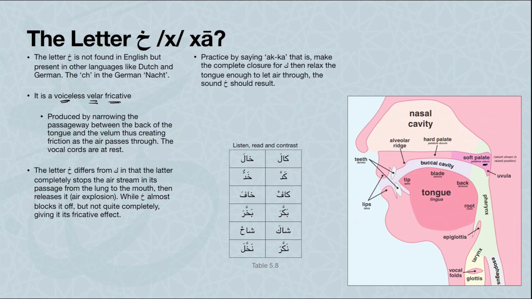Kha almost blocks it off, but not quite completely, giving it its fricative effect. It's not an explosion of air. You can find a very gentle stream of air coming out when you say kha, because the majority of that air is used to cause that friction between the back of your tongue and the velum.